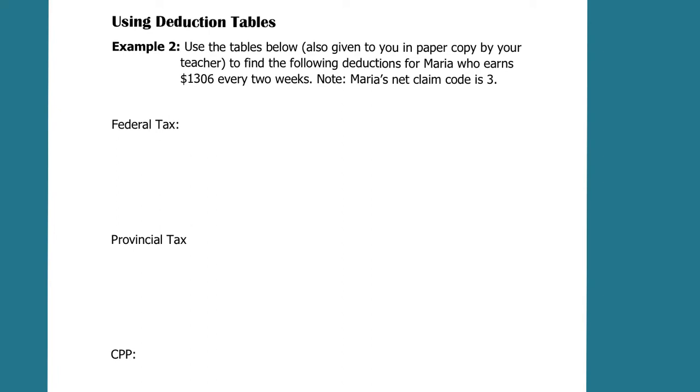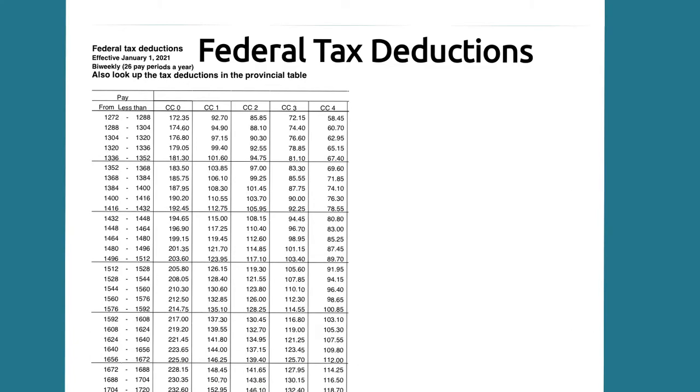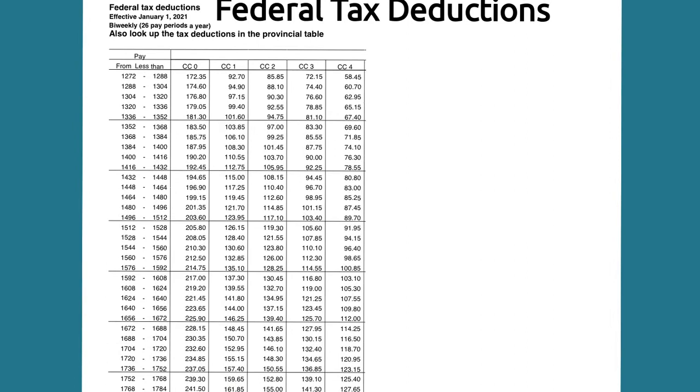Use the tables below to find the following deductions for Maria, who earns $13.06 every 2 weeks. And also we need to know that her net claim code is 3. So we want to find the federal tax for Maria. Follow along with me using your paper copies. We're going to go down to the one that says federal tax. And we know that Maria makes $13.06.